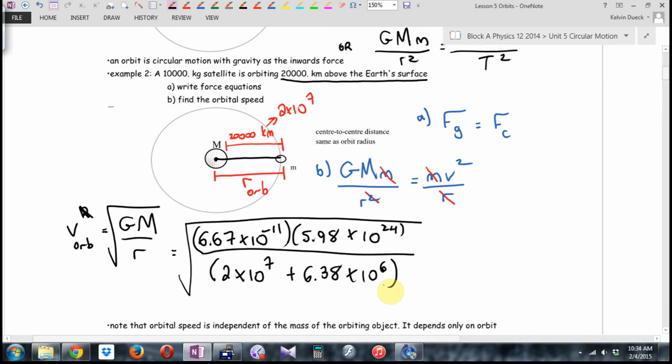It's well worth practicing typing these in. Do the square root last. Type the top, divided by, type the bottom, and you'll have to put brackets around the bottom because there's a plus sign. Hit enter, and then square root.